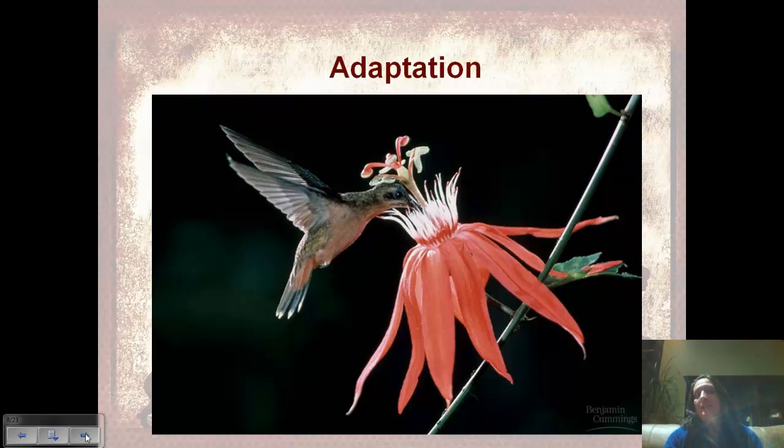And this is based on adaptation. So an adaptation is something that's going to give the organism fitness, or give the organism the ability to survive and reproduce and leave offspring that then in turn are able to leave offspring. So we have a hummingbird here, which is adapted to this particular flower. The flower in turn is adapted to the hummingbird.